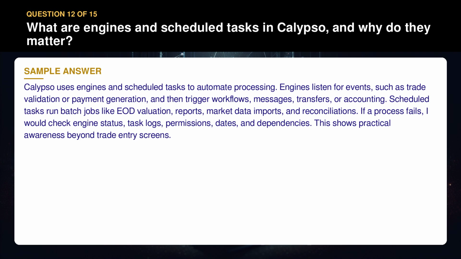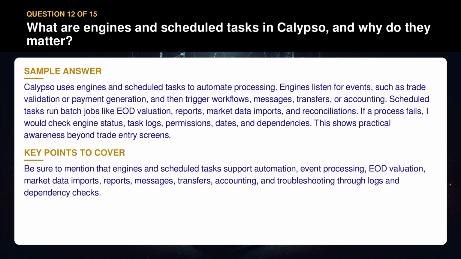If a process fails, I would check engine status, task logs, permissions, dates, and dependencies. This shows practical awareness beyond trade entry screens. Be sure to mention that engines and scheduled tasks support automation, event processing, EOD valuation, market data imports, reports, messages, transfers, accounting, and troubleshooting through logs and dependency checks.